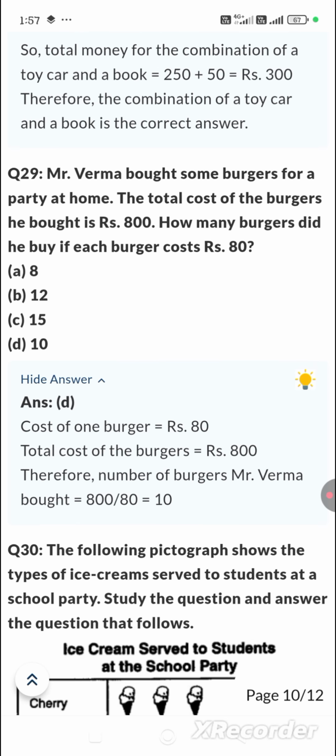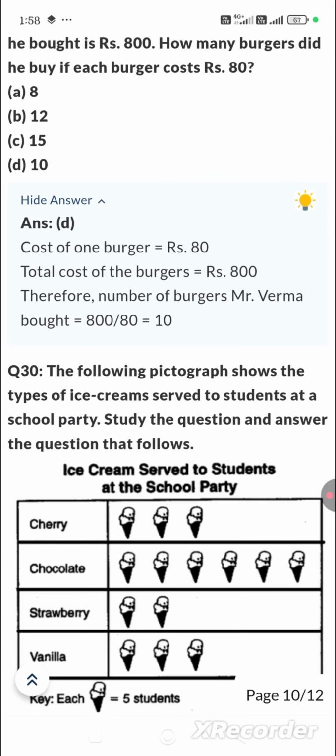The answer is option D. Cost of one burger is rupees 80. Total cost of burgers is rupees 800. Therefore, number of burgers Mr. Burma bought is 800 by 80, that is 10 burgers.